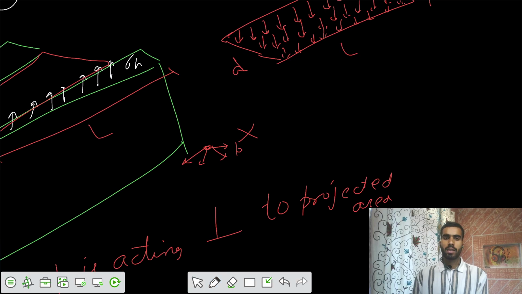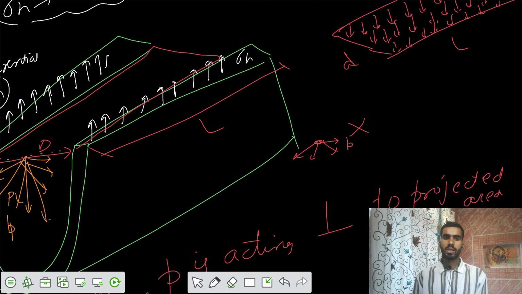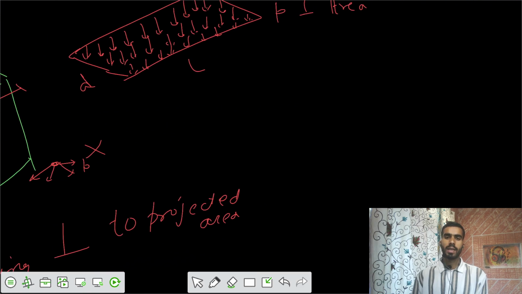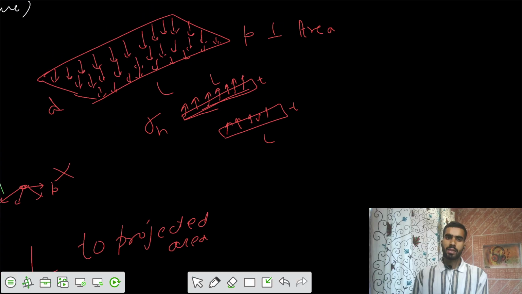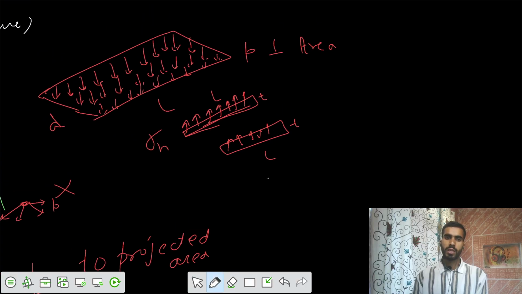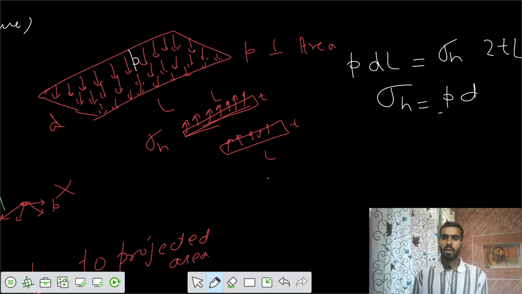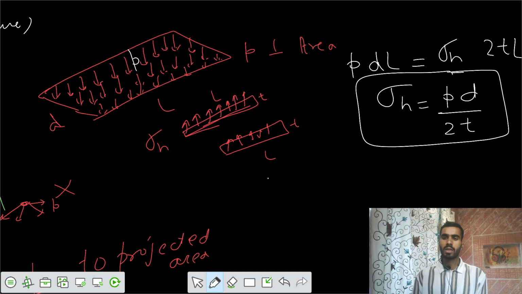If I write the summation of forces in the y direction, the hoop stress is acting on these two sections of thickness t and length L from both sides, balancing the downward force of pressure into area. So pressure times d into L equals hoop stress times 2 times thickness into L. So your hoop stress becomes PD by 2t: pressure times the inner diameter of the vessel divided by twice the thickness.